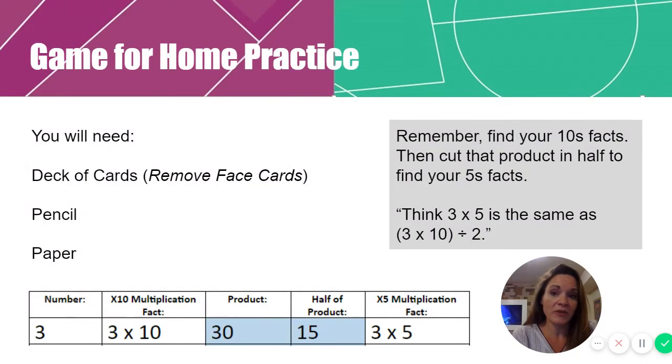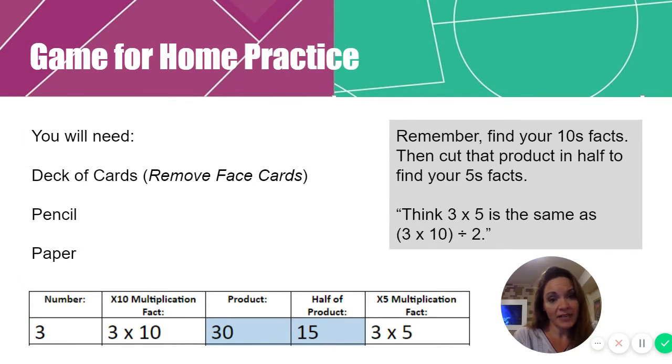So I want to share with you guys a game that you can play at home to practice your times 5 and your times 10 facts. You're going to need a deck of cards, and you're going to want to remove the face cards. That means get rid of the jack, the queen, the king, and if you have jokers. The ace is also going to represent 1 here. So you want to include your aces all the way through your tens. You'll also need a piece of paper and a pencil.